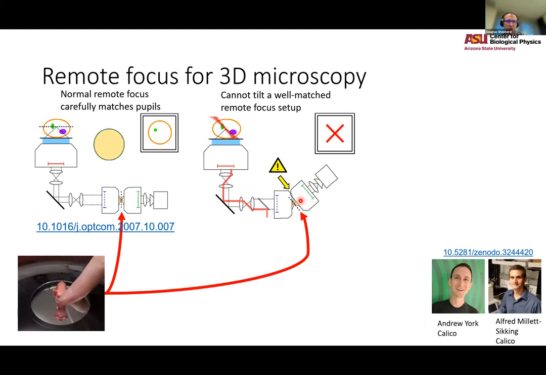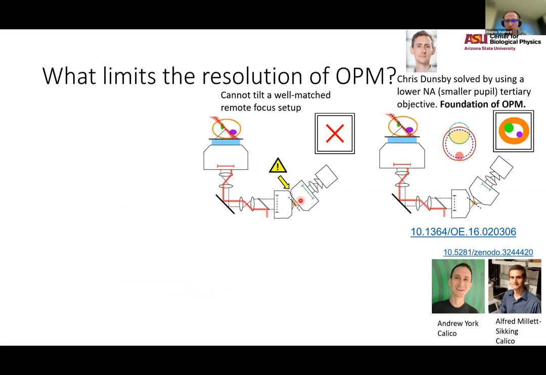Well, it's not quite that simple. High numerical aperture objectives have very short working distances, which means they like to collide with each other when you tilt them. So the oblique plane microscope that I mentioned, what Chris Dunsby proposed was, well, let's just lose some resolution. Let's use a lower resolution tertiary imaging system so our image gets blurrier. So now everything looks a bit bigger in the microscope because remember the transfer function is not as good anymore, but we can still satisfy all the rules of remote focus. And now we have a light sheet.